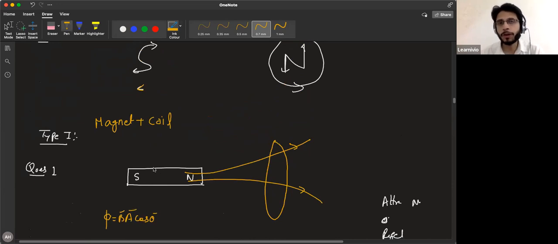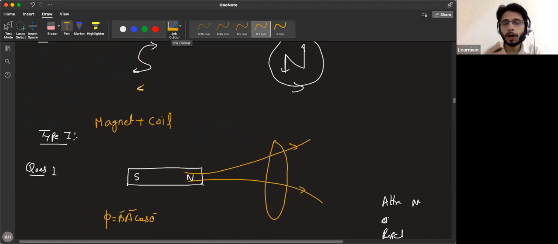Hishma, what does Faraday's law say if flux is constant, and what is the induced EMF in the coil? So the EMF will also be constant. Sorry? The EMF will also be constant. No, EMF will be 0. You have EMF only if flux changes.